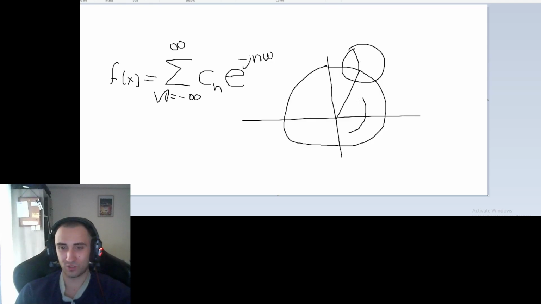I wanted to turn this way with an omega 1, and I want this to turn this way with an omega 2. So this is theta 1, this is theta 2.